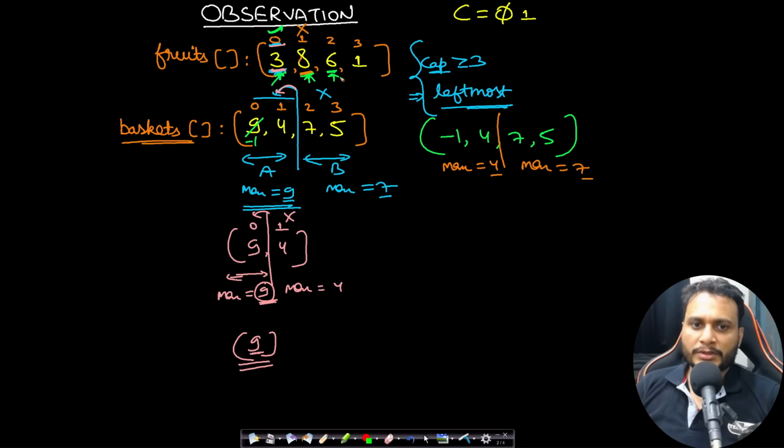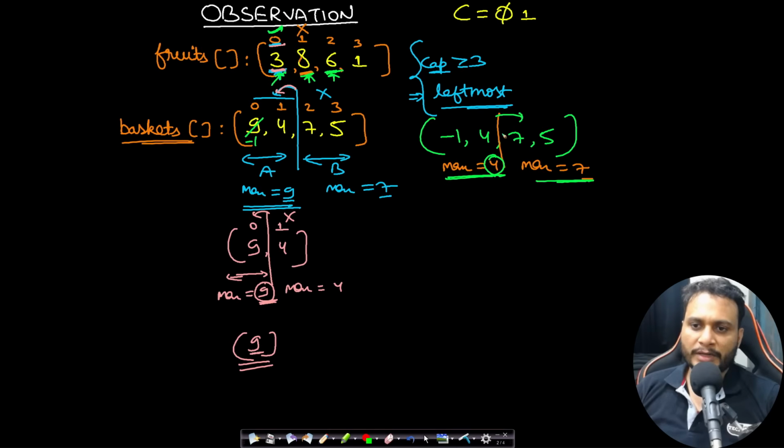Now I can go to the third fruit type, which has 6 quantity, and I will use the same array -1, 4, 7, 5 and find out. On the left side the maximum is 4, on the right side the maximum is 7. So which side should we choose? I will always greedily choose the left side, but on the left side the maximum is less than 6. So if I go to the left side, none of these baskets will be able to contain the fruit.